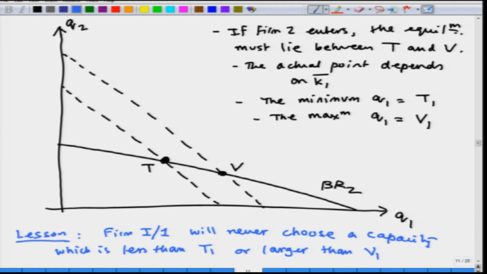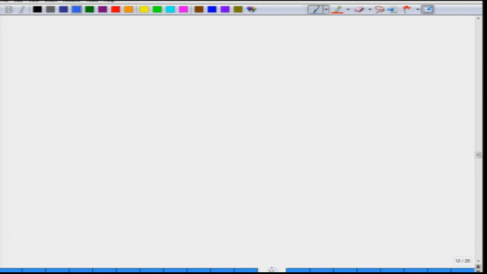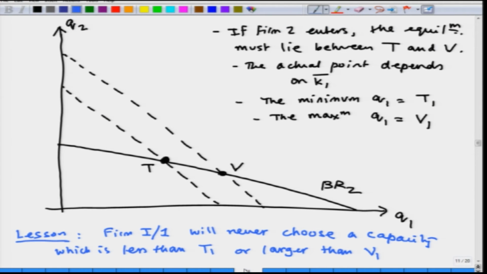Now, let us ask what happens if firm 2 does not enter. If E does not enter, then the incumbent, which is firm 1, is essentially a monopolist. Now, when can E decide not to enter? Our Cournot outcome is going to be somewhere between T and V.